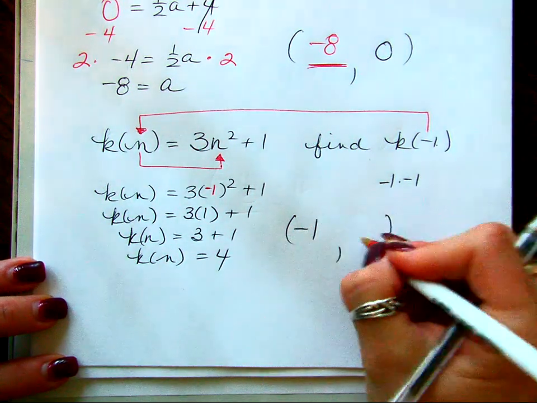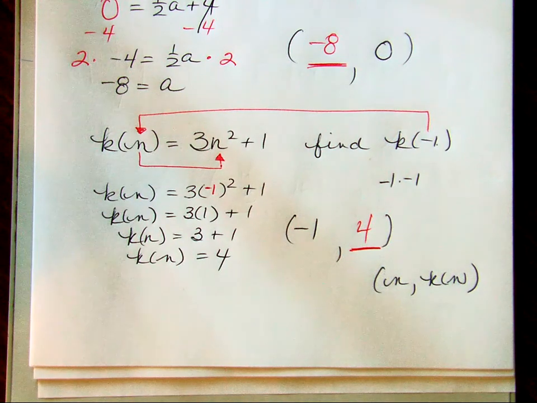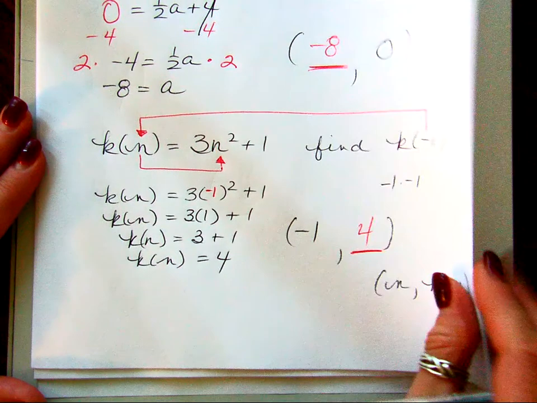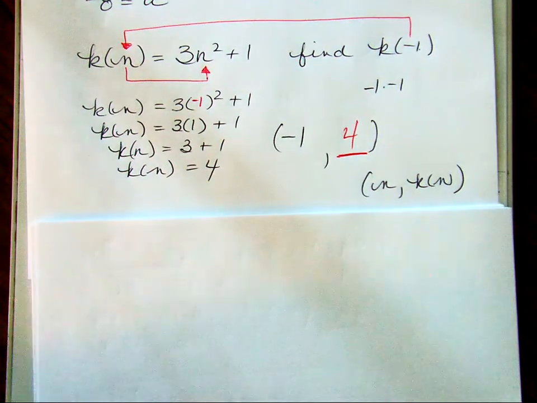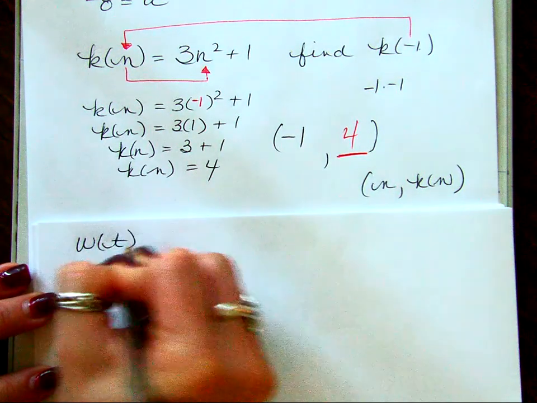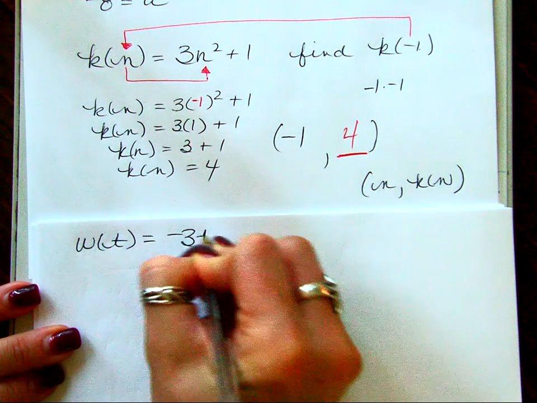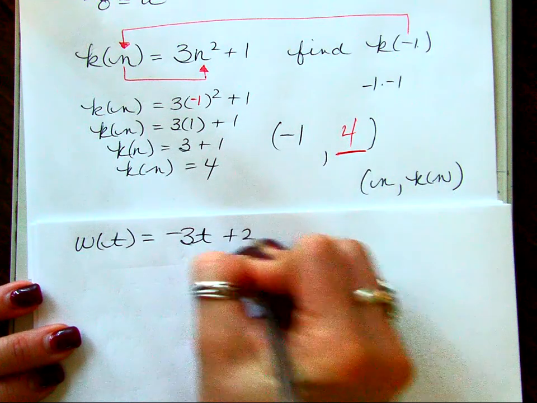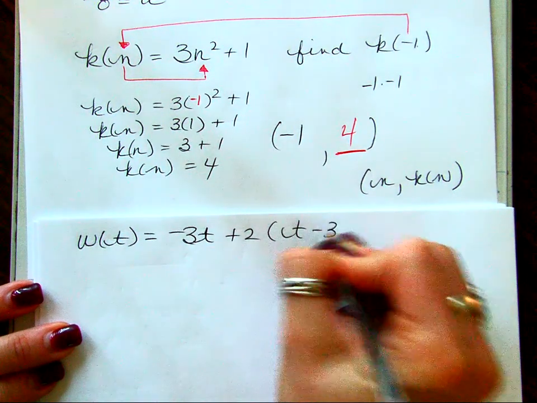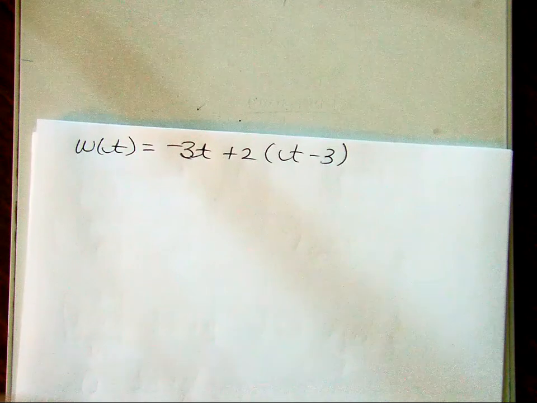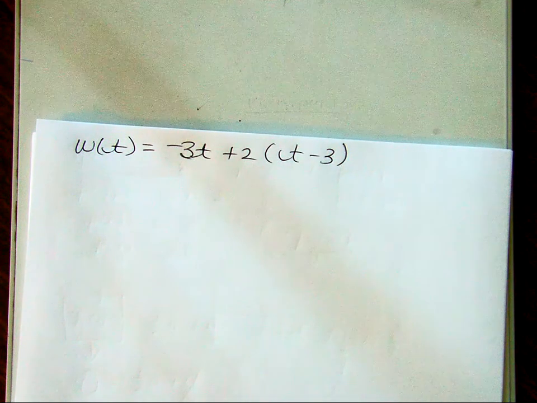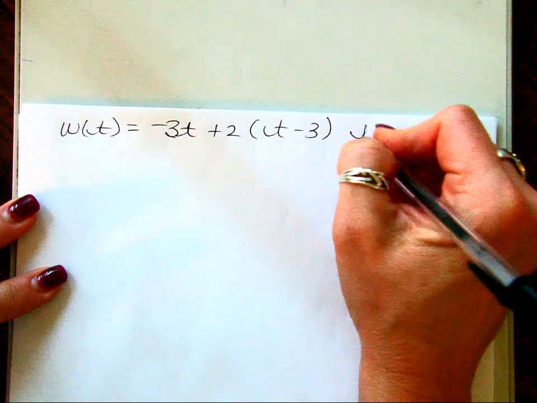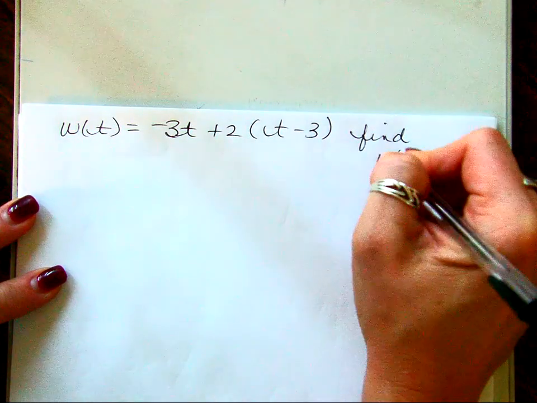Are you with me? Because I have one more example to do with parentheses, and then that is all for this section. Okay? All right, let's do these parentheses. So let's take w of t is equal to -3t plus 2 times t minus 3. All right, I got to know what I'm asking you to do. I'm asking you to find w of t equals -5.